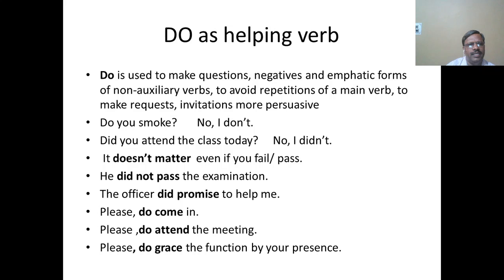These primary auxiliaries of be form are used in all these ways. Now let us come to another important primary auxiliary verb, do. Do is also used to make questions, negatives and emphatic forms of non-auxiliary verbs, and to avoid repetitions of the main verb, to make requests and invitations more persuasive.